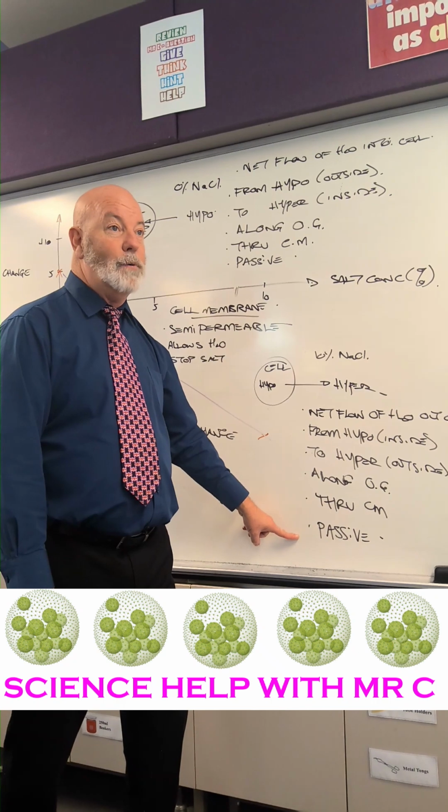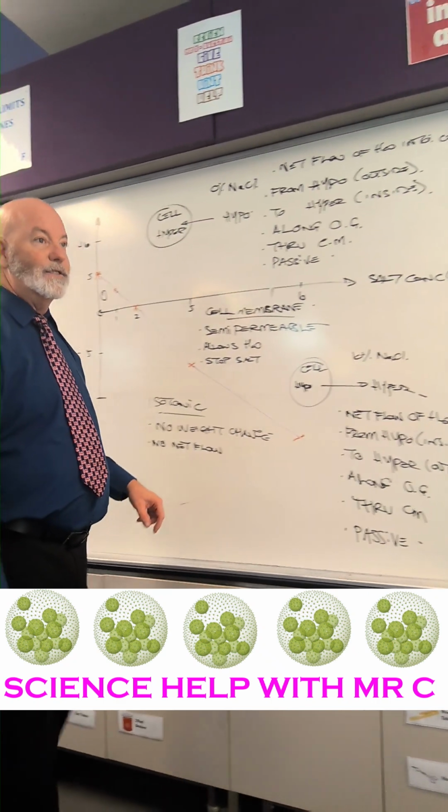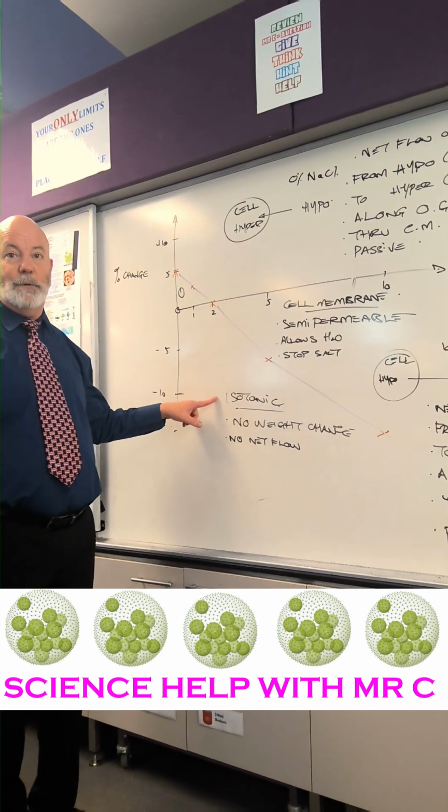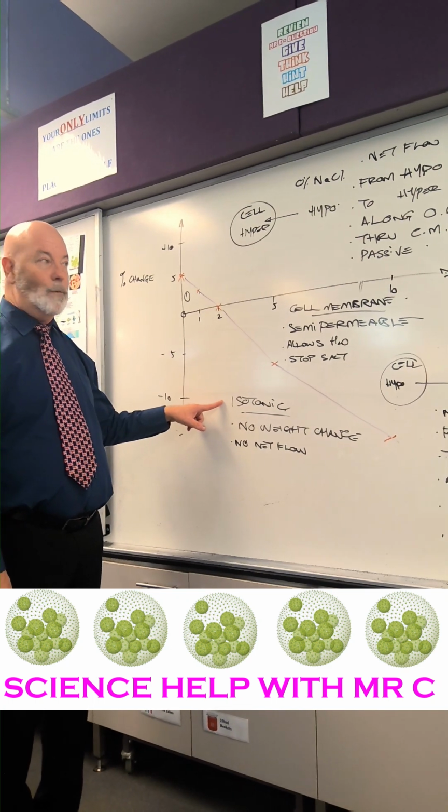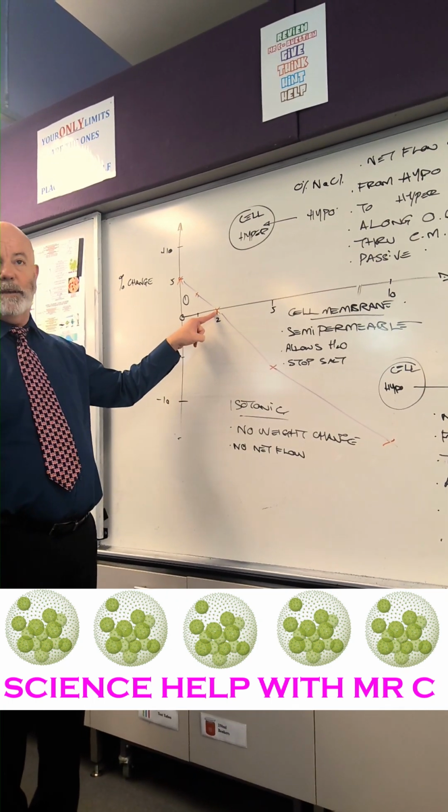The trick to this prac is to work out where it is isotonic. And it's isotonic when there is no net gain or loss in weight, which is where it crosses over the x-axis.